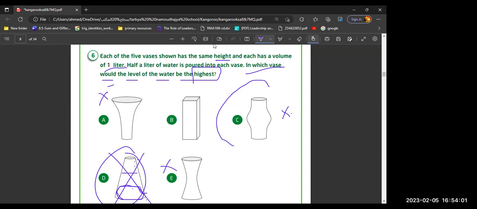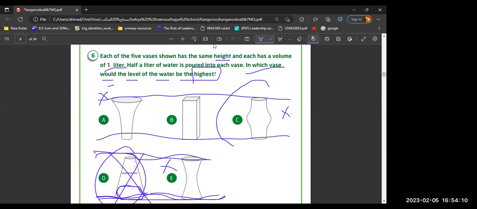All right, look, guys. Remember that all the vases have the same height. I'm not talking about the water inside them, but the height of the vase is the same. Now, when we pour half a liter of water in all of them, which one is going to be the highest in length? What do you think? A, mister, because it has a small base.